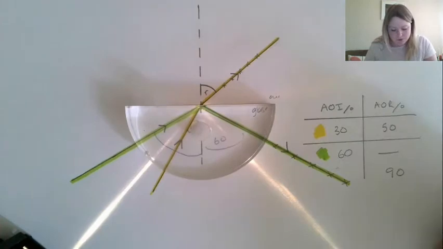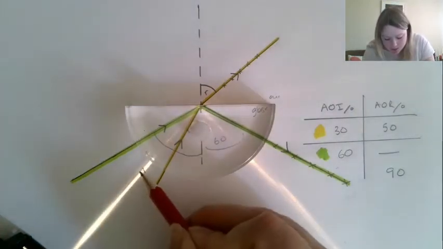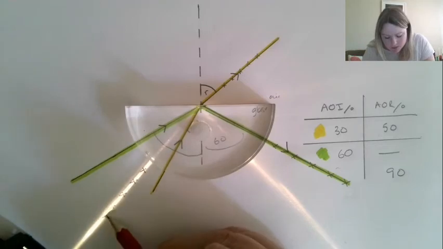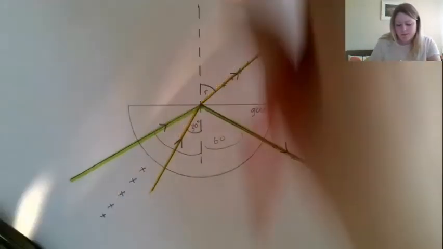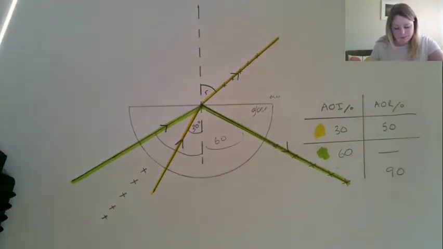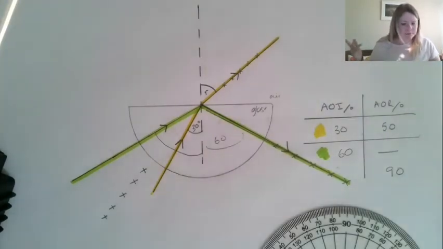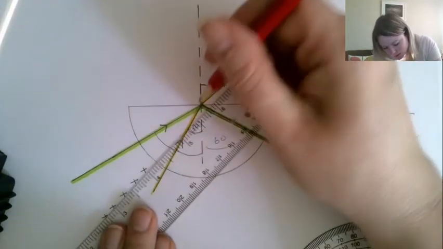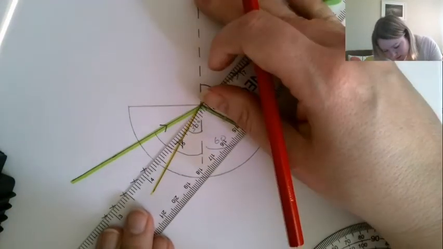Right, let's go for it. So if I mark on this, and then move everything out of the way, I will be able to measure. Where's my ruler gone? Got it. So much stuff everywhere, I'm very messy. Right, if I mark on, this was my light going in.